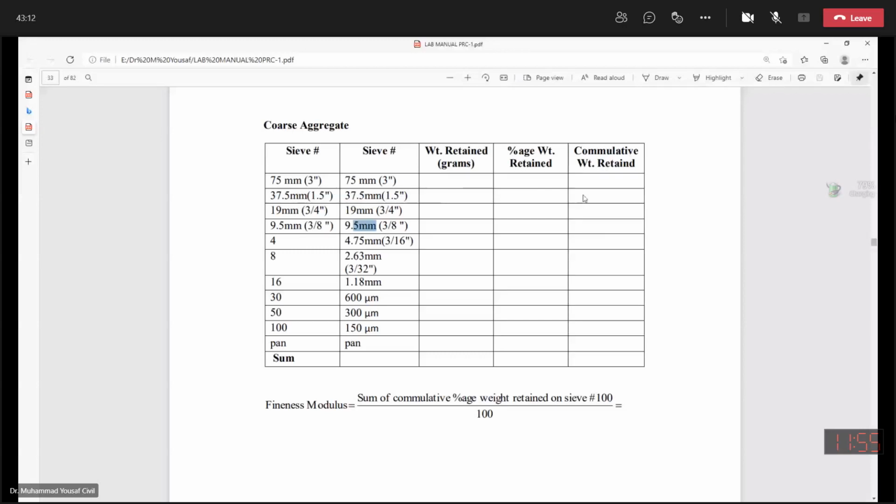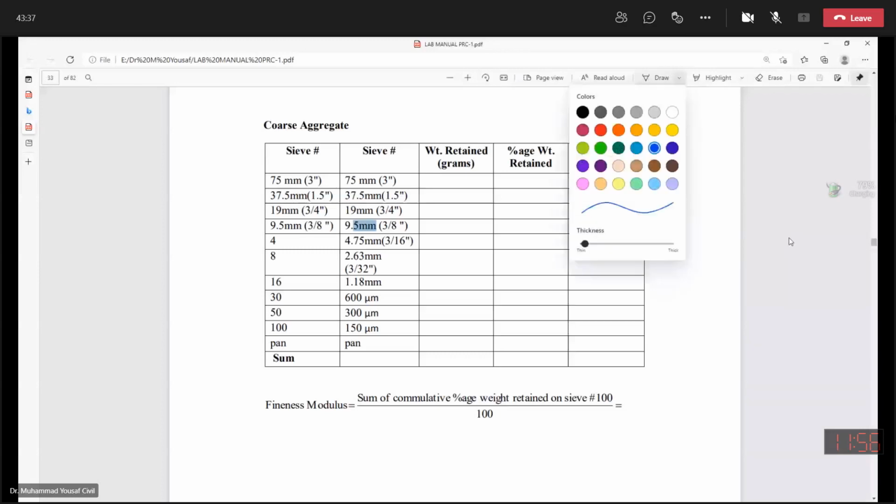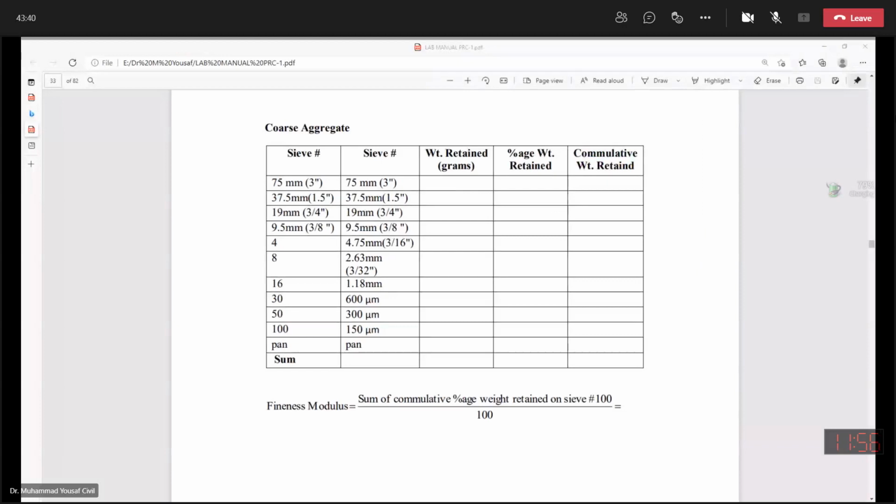This value will be over there as it is. Then this value will be added with this one, and you will write over there. This will be added with this and written over there. Added with this one, and this will be written over there. Is it okay? Is it okay? Yes, sir. Do you understand? Yes, sir.